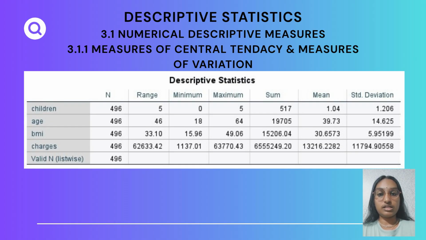Finally, the average annual insurance charge is Ringgit Malaysia 13,216.23. The charges vary greatly, ranging from Ringgit Malaysia 1,137.01 to Ringgit Malaysia 63,770.43. The high standard deviation of Ringgit Malaysia 11,794.91 indicates significant variation in insurance costs, which may be influenced by factors such as age, BMI, and individual health conditions.